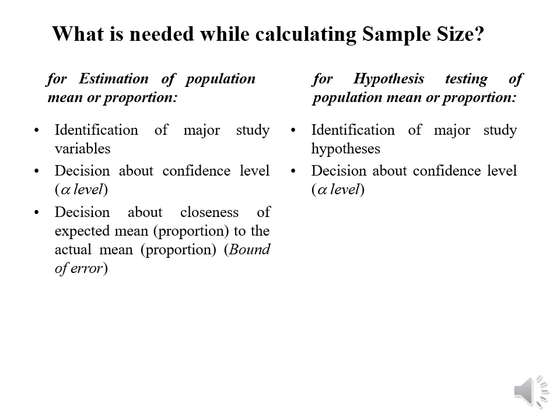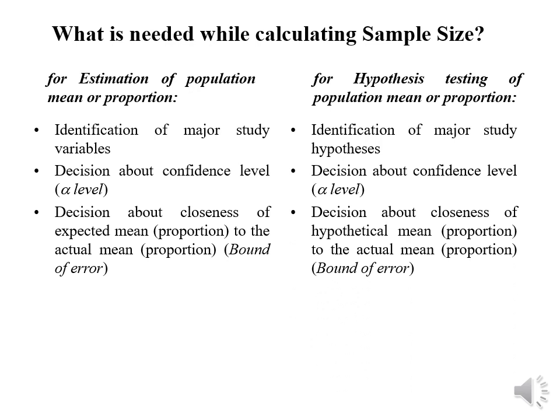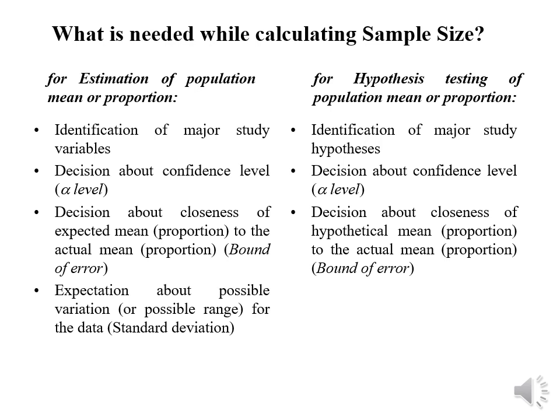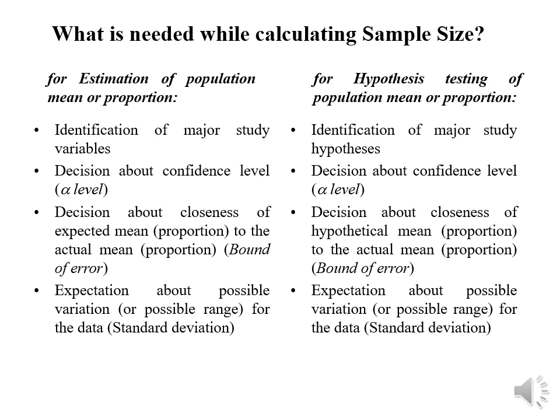Decision about confidence level, alpha level, usually we take it as 0.05 and 95% confidence interval. Decision about closeness of expected mean to the actual mean, bound on the error. Bound of error is similar to the margin of error, and we want to make it as small as possible. Expectation about possible variation for the data, the population variance, standard deviation. Anything additional? Do you think that we are missing something?